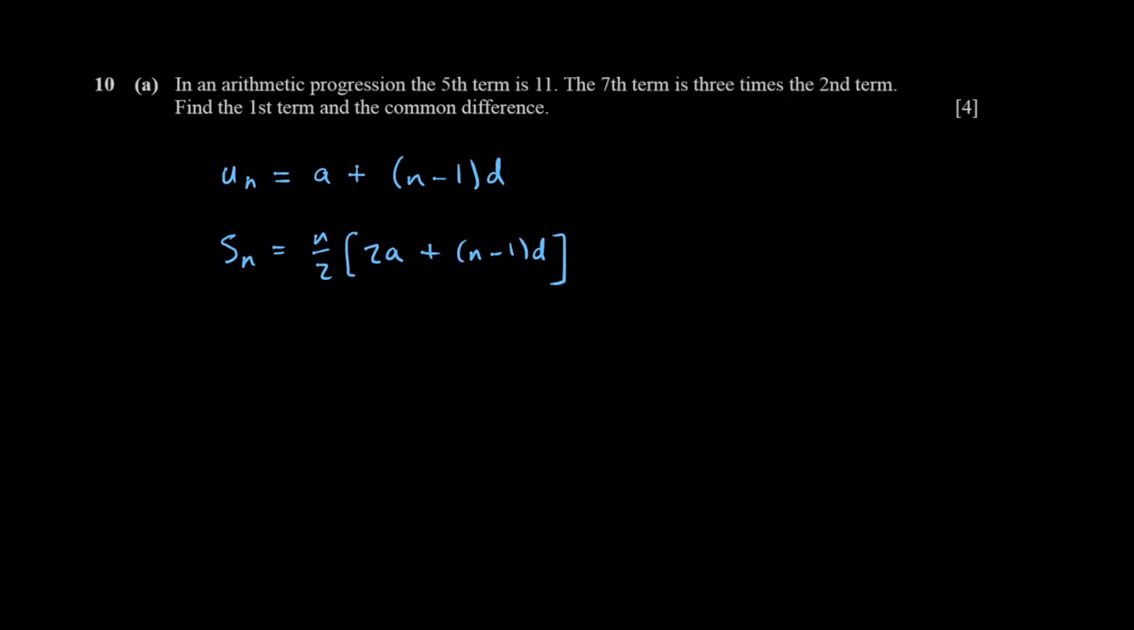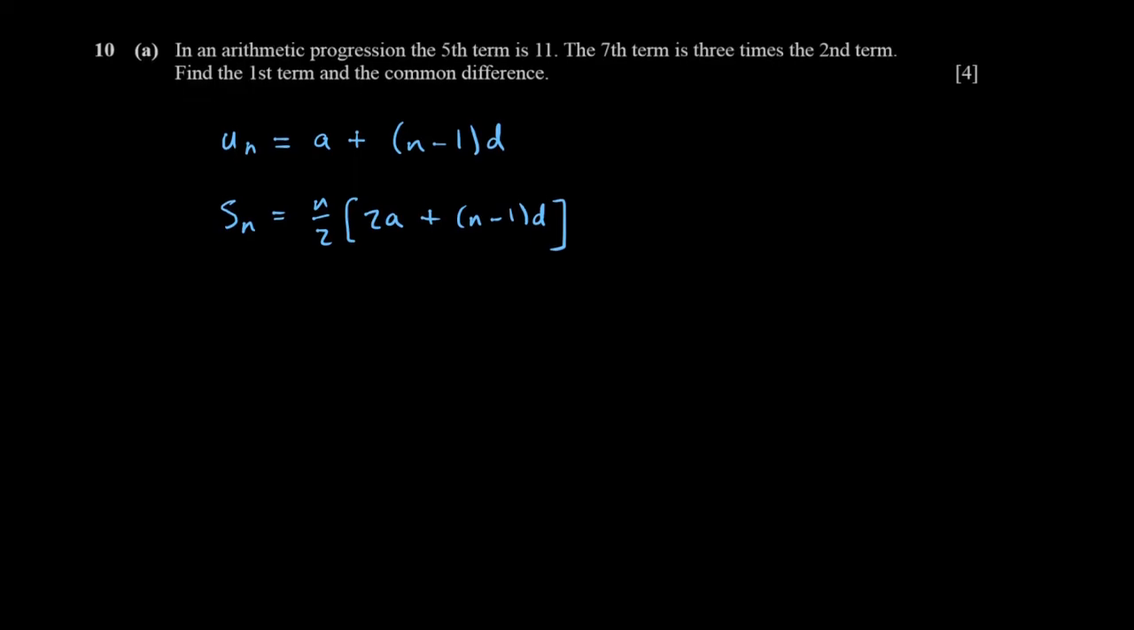All right, so let's read it. The fifth term is 11, right? So what's the fifth term going to be? It's going to be a plus (n minus 1)d, so that's going to be 5 minus 1 d. So the fifth term is a plus 4d, and we're told that that's equal to 11. So let's write that down. a plus 4d is equal to 11.